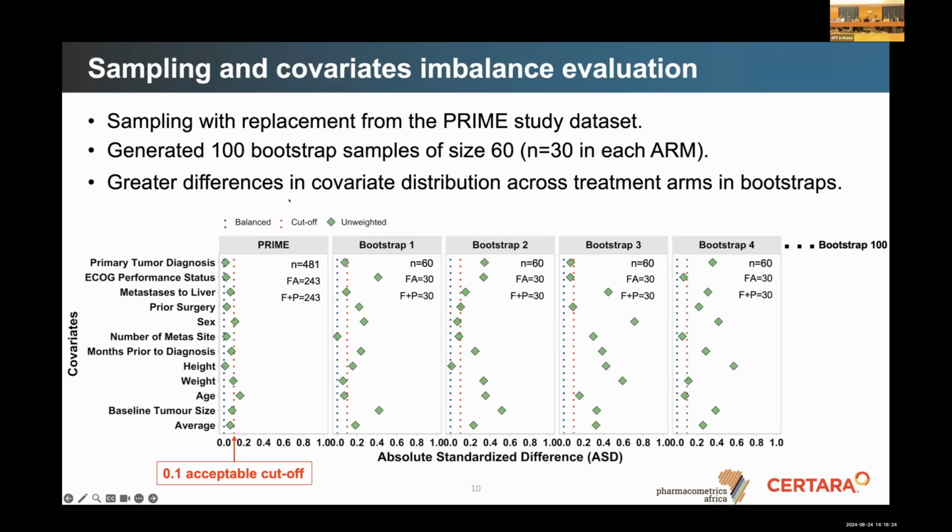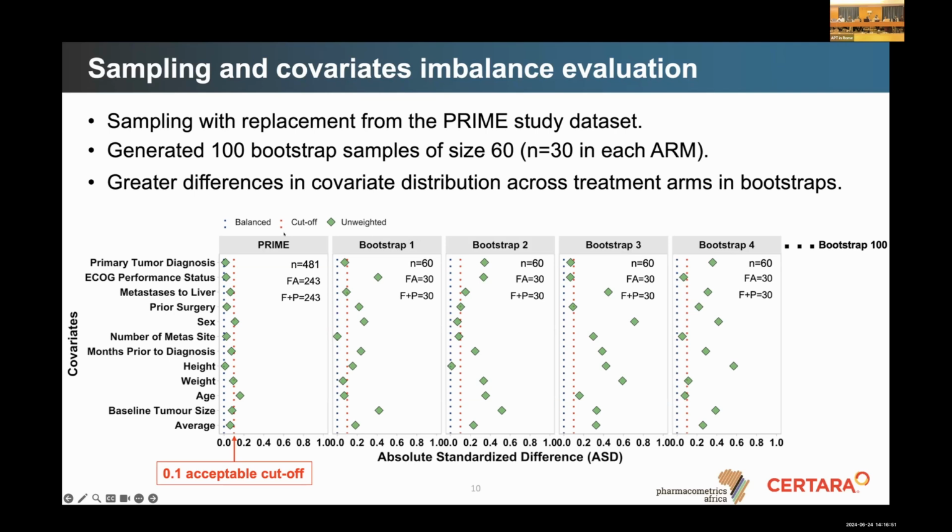For this phase, we've generated 100 bootstrap samples. Each sample has 60 patients, with 30 patients from the FOLFOX alone arm versus 30 patients from the FOLFOX plus panitumumab arm. And then what we do observe is that there's a greater difference in covariate distributions across the treatment arms in the bootstrap samples.